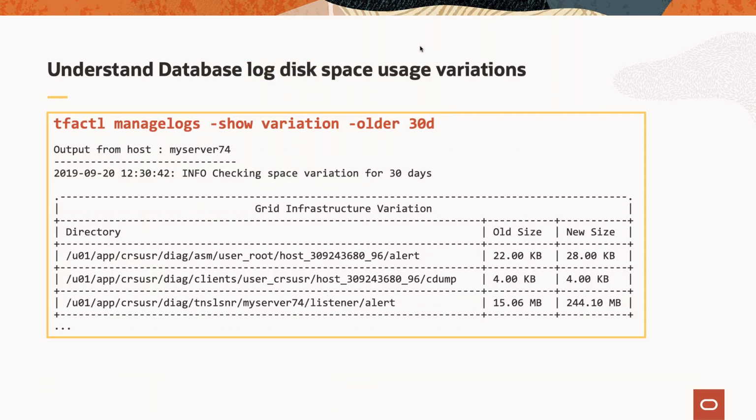You can use -show variations, and this basically shows you which directory over the last 30 days has suddenly started to consume more space. The goal here is to find out who is consuming more space, as compared to what the individual consumption was and what the new consumption is. So the whole idea here is to find the directory that you absolutely need to delete, and not delete the other files that you might otherwise require for troubleshooting this particular problem.